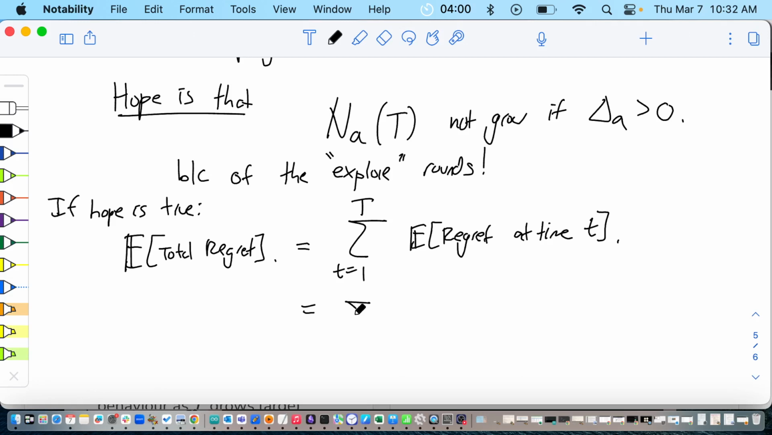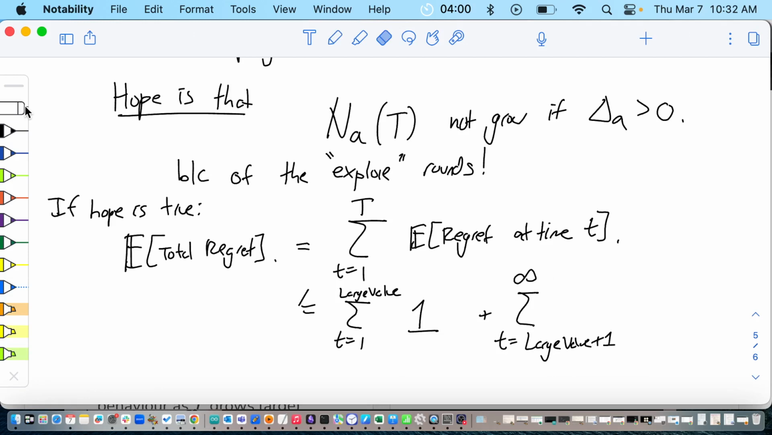I'm going to write the first part as t equals 1 to some large value. That'll be the first number of rounds. So for a long time, we're kind of stuck. We don't know what's going on. We're going to have the sum from t equals 1 to some large value, and we're just going to say that the regret will be 1. We'll just eat the regret. We'll pretend in the first few rounds we're just getting a lot of regret. That's fine, because after this value, we will have explored enough that we know the best arm. Then t equals large value plus 1 to capital T.